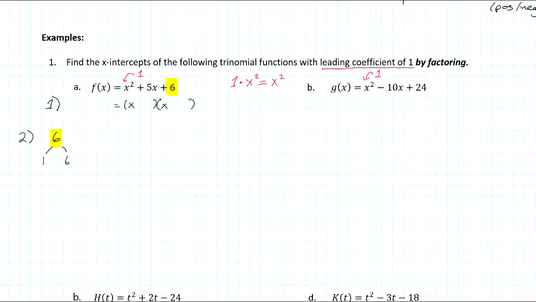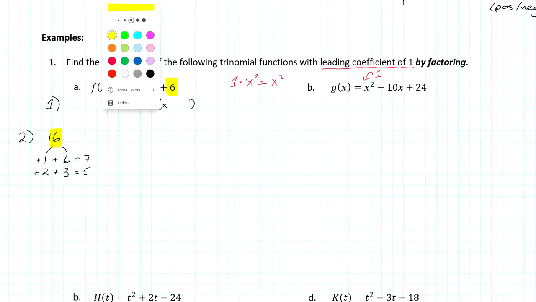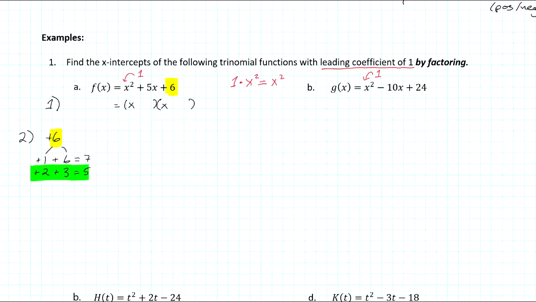I can do a 1 and a 6, or a 2 and a 3. Now I want these to add to 5, and they should both be positive because this is a positive 6. Remember, pay attention to the signs here. If we had a positive 1 and a positive 6, this would be a 7. If I have a positive 2 and a positive 3, that's a 5. So that's going to be our answer here. We wanted a positive 5, and that's how we can get it.